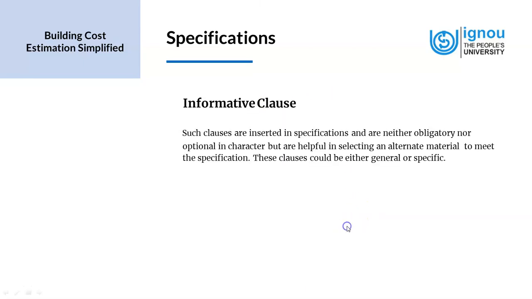Informative clause. Such clauses are inserted in specifications and are neither obligatory nor optional in character, but are helpful in selecting an alternate material to meet the specification. These clauses again could be either general or specific.